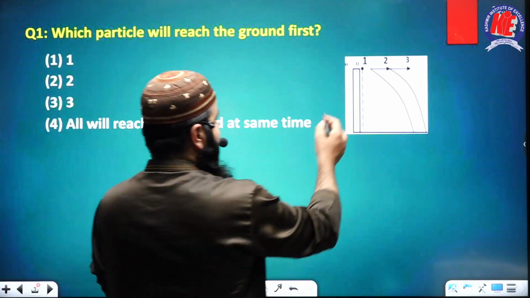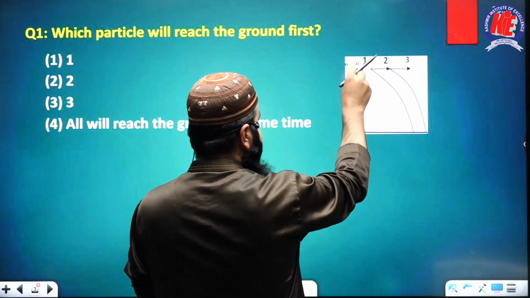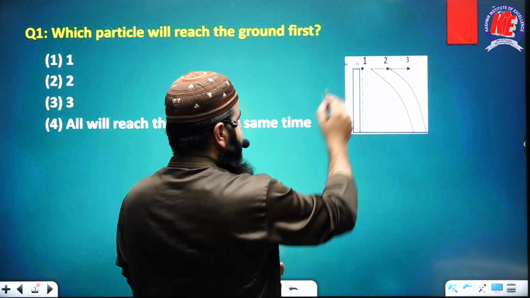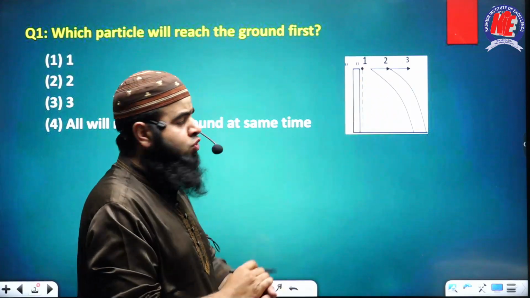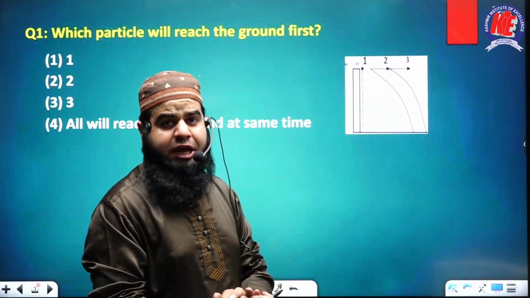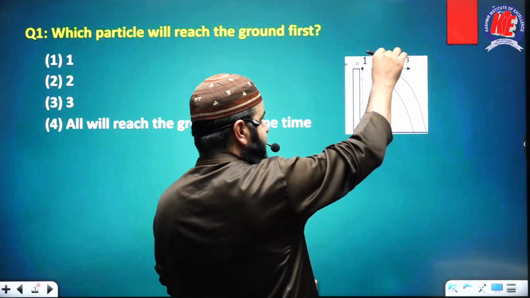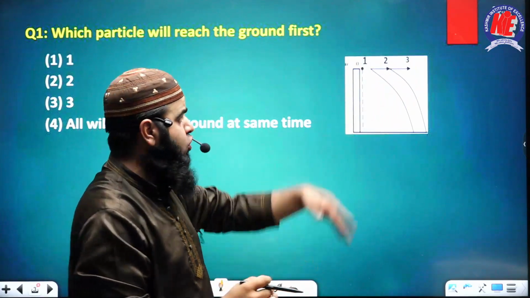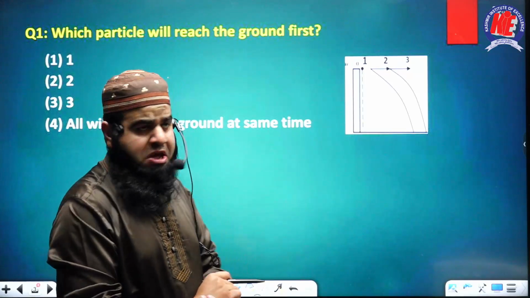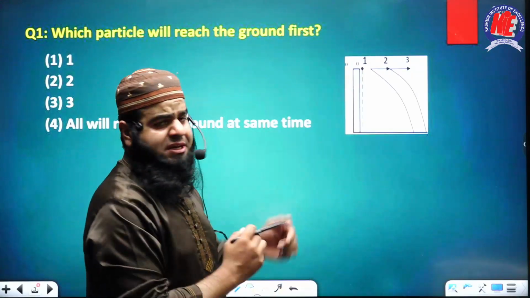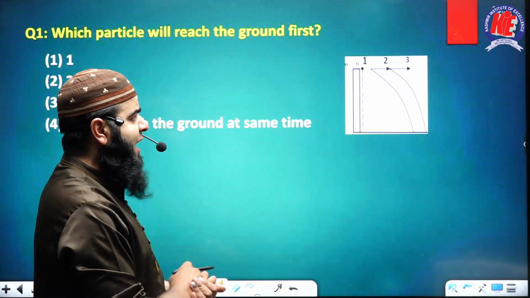We have three particles. Particle 1, you simply release. Particle 2 and particle 3, you impart some horizontal velocity. In fact, the horizontal velocity of particle 3 is more in comparison to particle 2. When you recall, if you talk about particle 1, you have done that in 1D.